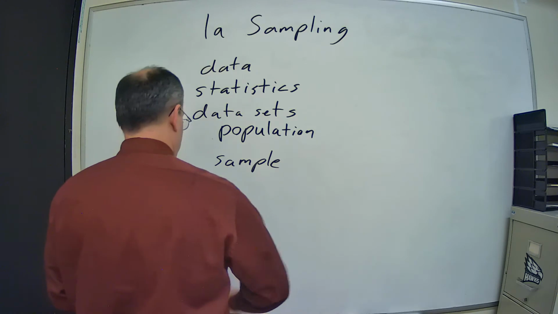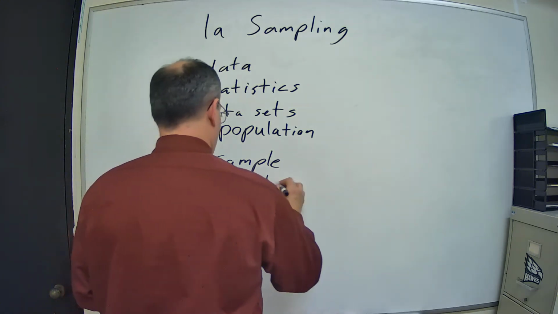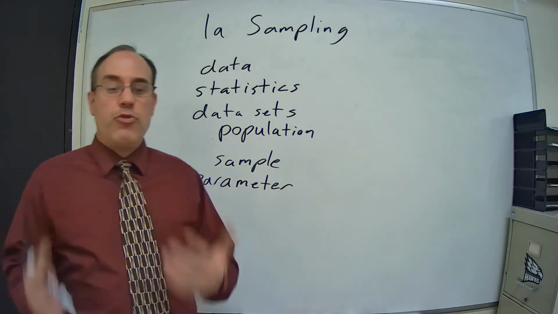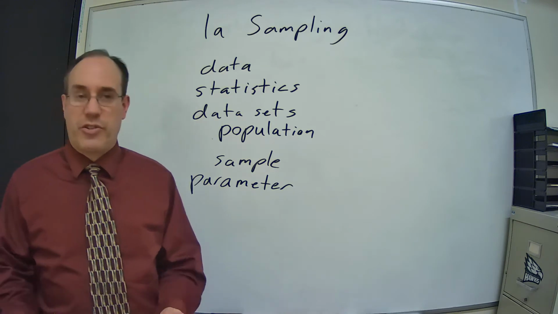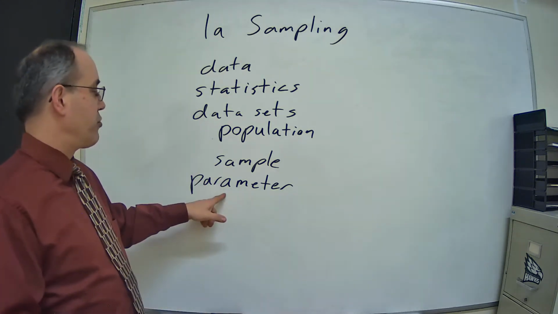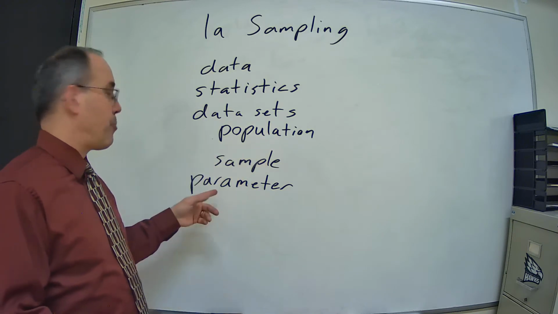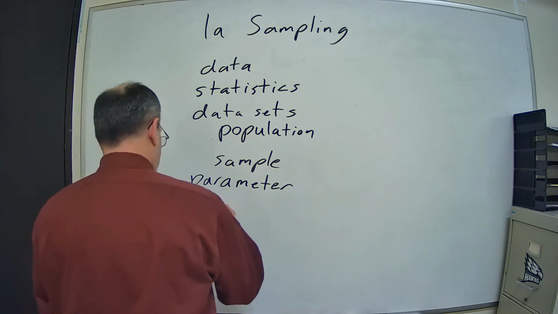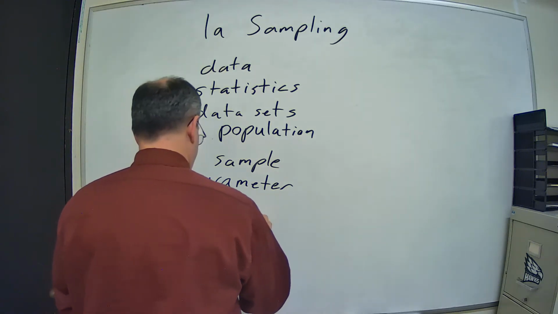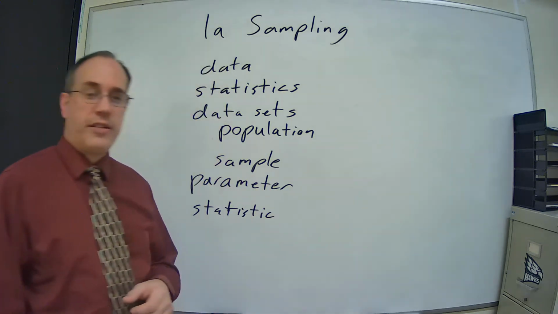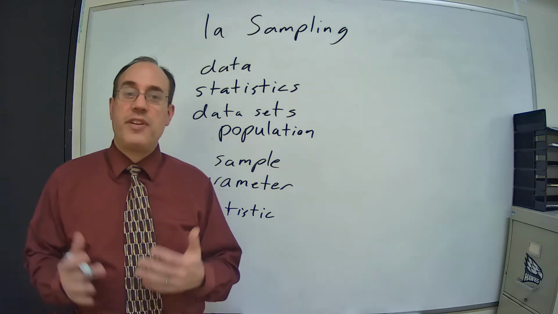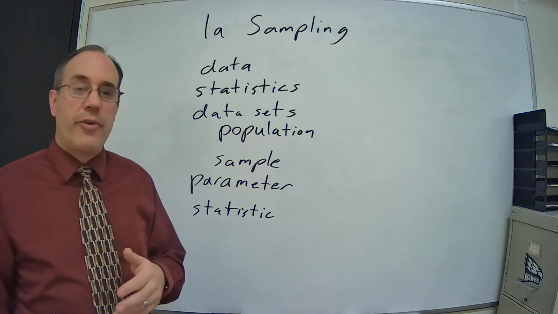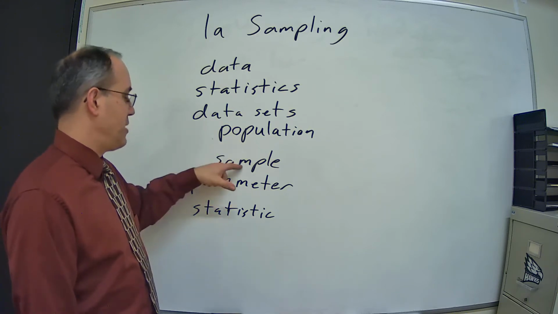A parameter, it helps if you spell it correctly. Parameter is a numerical description of a population characteristic. It's a numerical description of a population characteristic, or basically a parameter describes a population. As opposed to a statistic, without an S, which is a numerical description of a sample characteristic. So a statistic describes a sample. Notice the alliteration here. Population parameter, sample statistic.